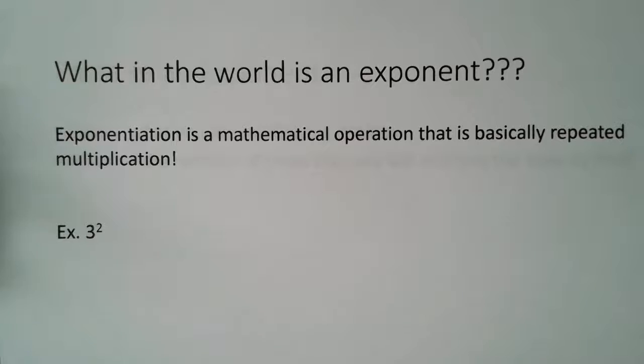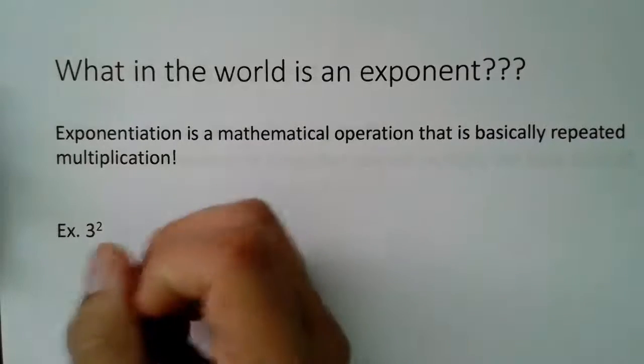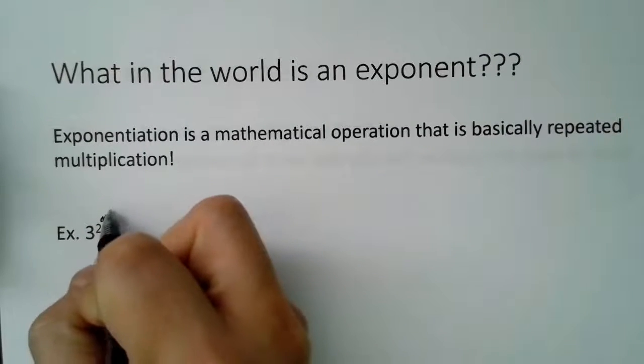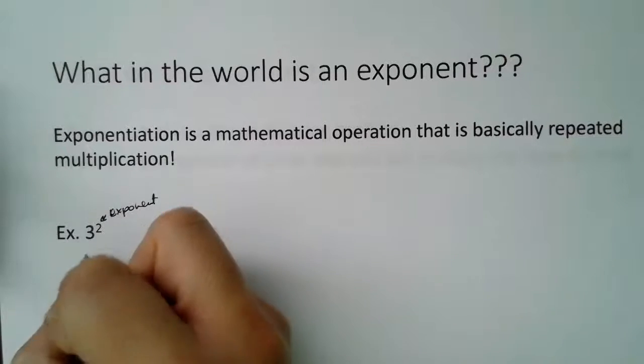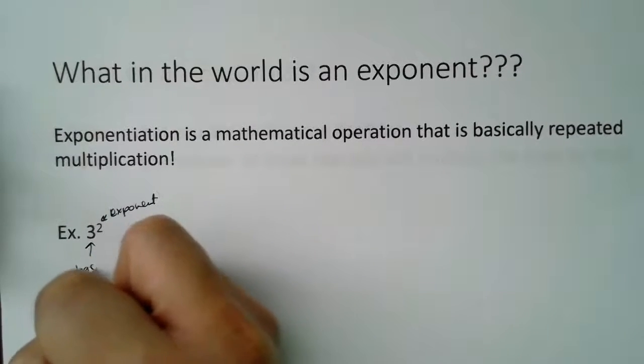Remember that multiplication could be thought of as repeated addition. What if you wanted to keep multiplying? That's what exponentiation is, and there are parts to it. The small number is the exponent. Sometimes people call it the power, and this is also known as the base, and we'll see this again.